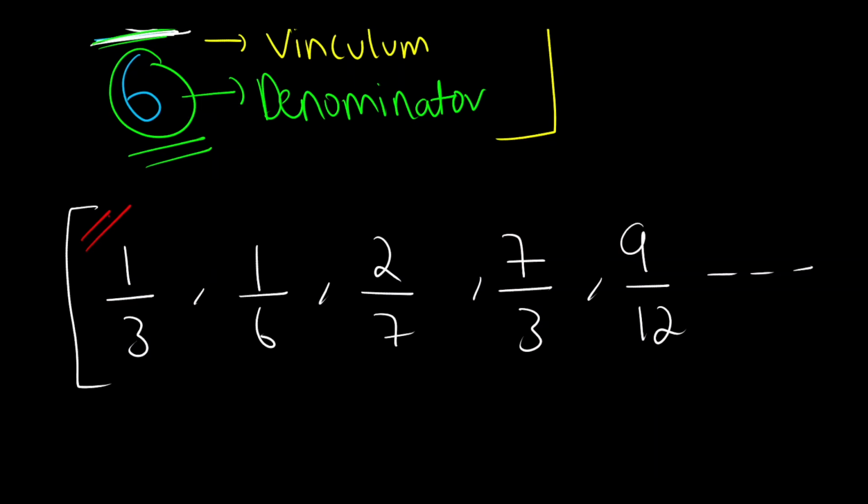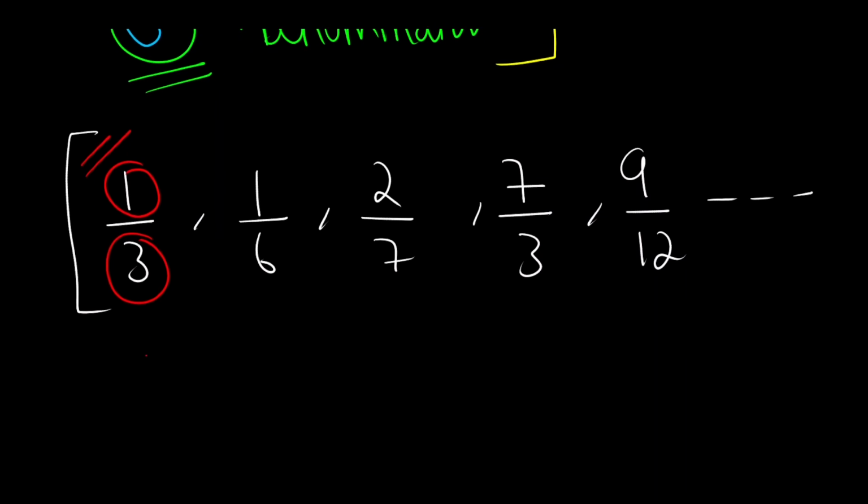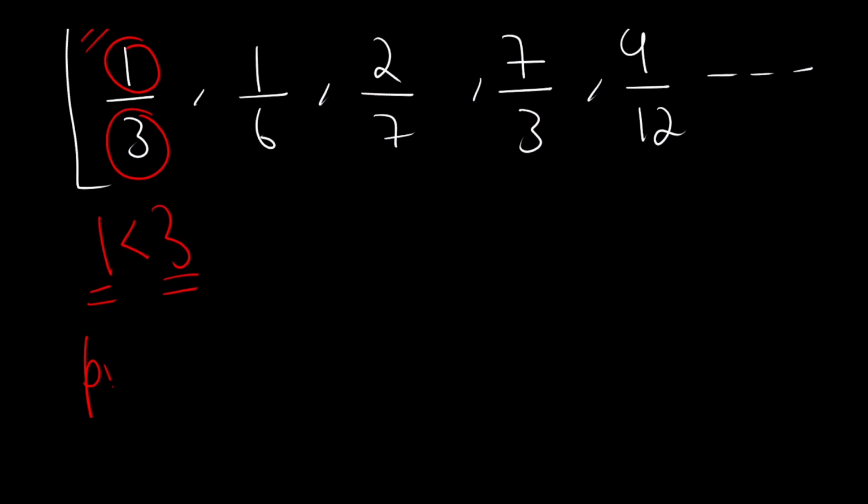Now if you take a look at the fraction 1 upon 3, the numerator 1 is smaller than the denominator 3. Fractions in which the numerator is smaller than the denominator are called proper fractions.